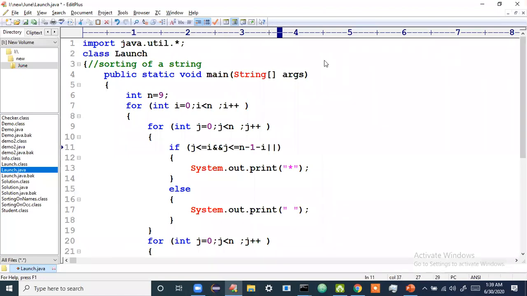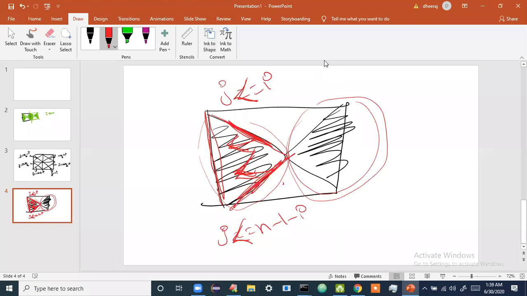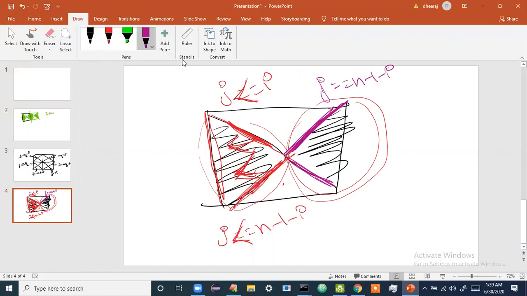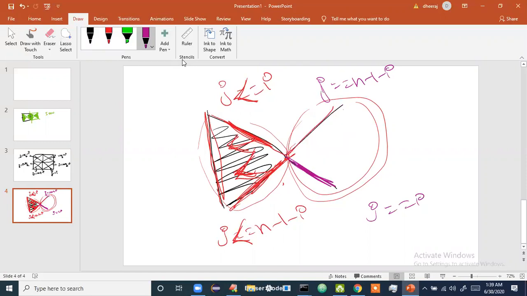After writing this OR operator, I want to know how to draw this area. So that's how I'll get the line equation. What is the line equation of this? The line equation of this is j equals n minus 1 minus i. What's the line equation of this? j equals i. Should you write the line equation of this? Not required, because it is a boundary. You don't have to write the equation.